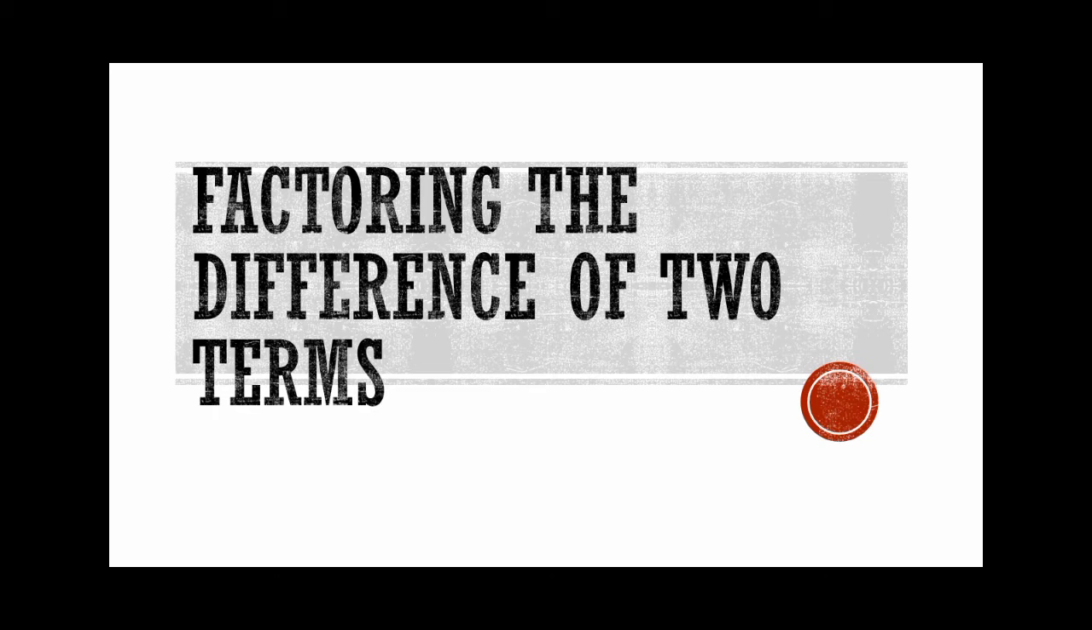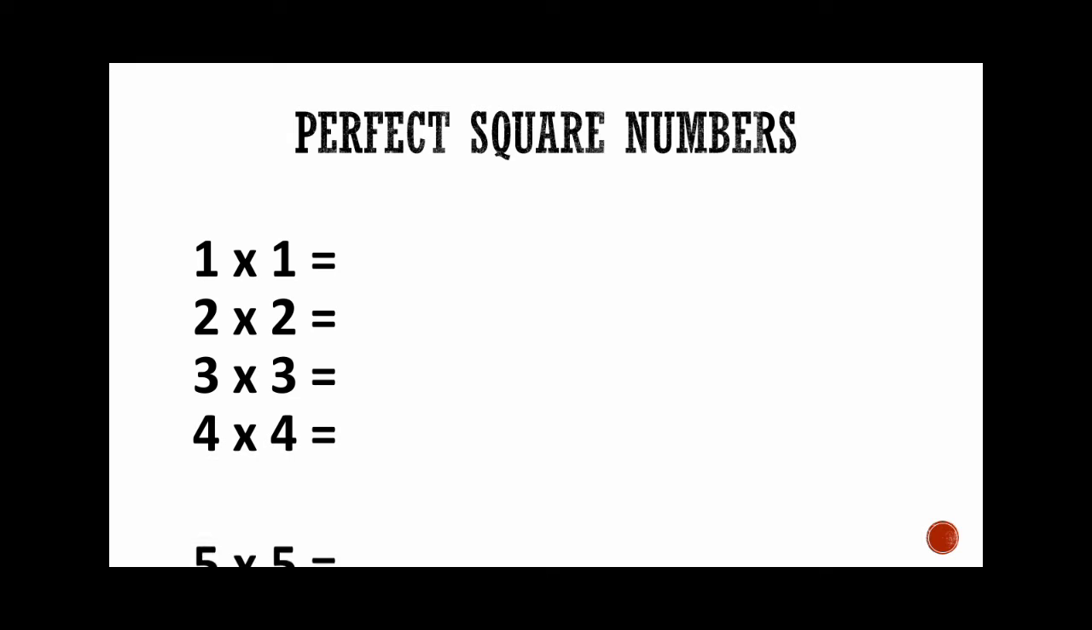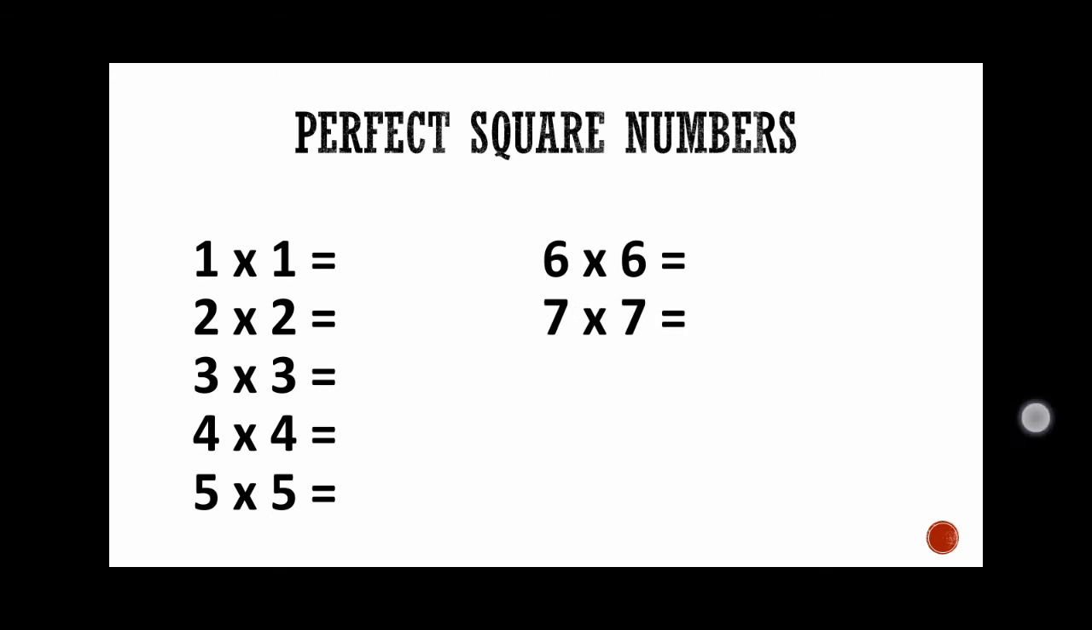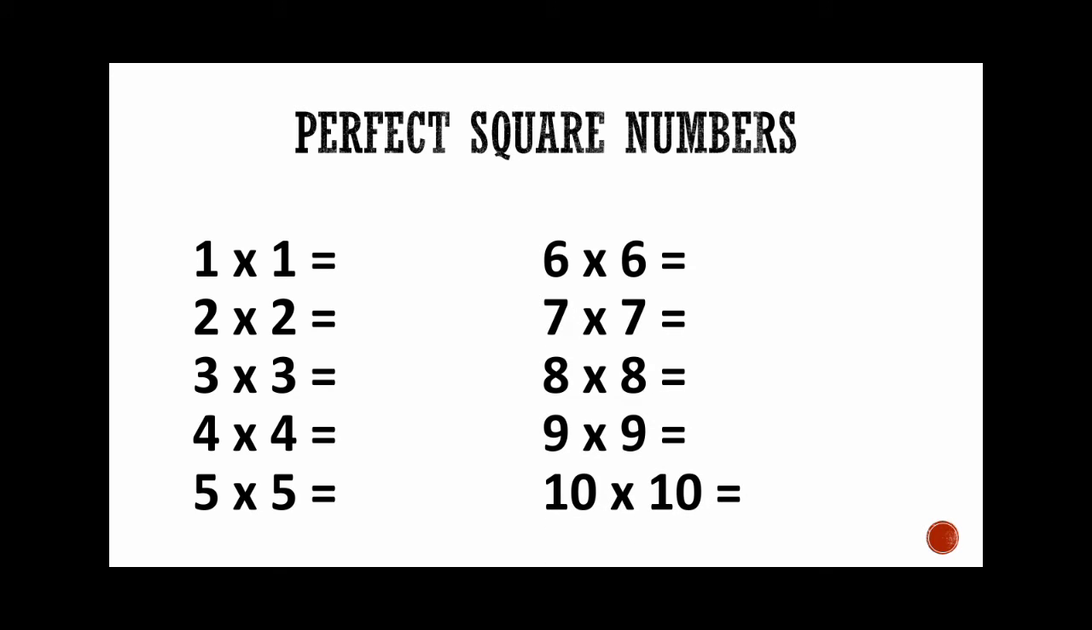So mag-review muna tayo. We have perfect square numbers. So ano ba itong mga perfect square numbers? So let's multiply. We have 1 by 1, 2 times 2, 3 times 3, 4 by 4, 5 times 5, 6 times 6, and so on. So, itong mga numbers na to ay kukuhanan natin ng mga product.